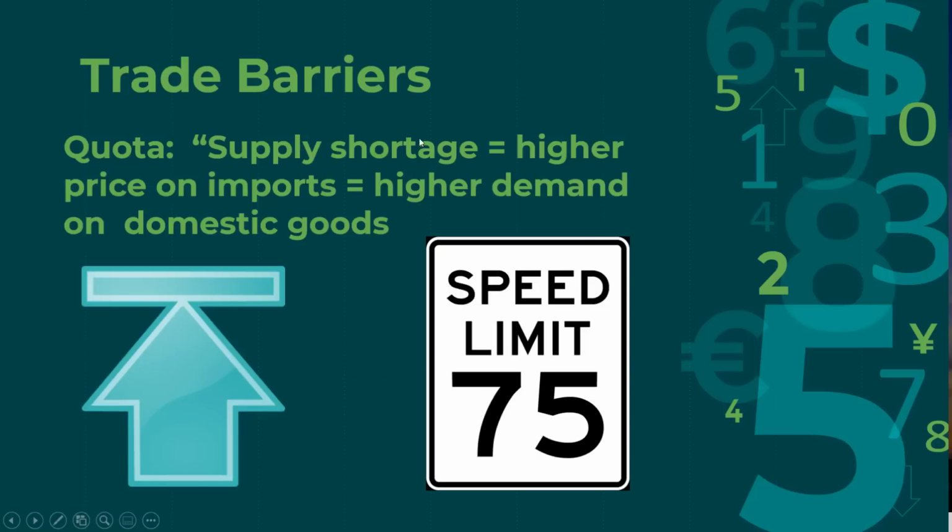All right, so a quota, if there's a restriction on the number of things, then there becomes a supply shortage. There's not as many of them there, which would lead to a higher price on the imports. So there's a supply shortage in the imports, which equals a higher price on the imports, which would mean, again, a higher demand for domestic goods, for things from within the country.